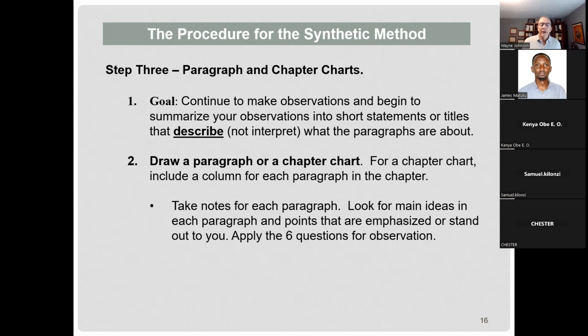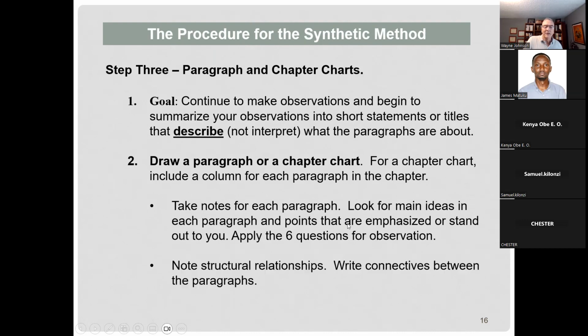Okay, some further notes. Take notes for each paragraph in the chart itself. Look for main ideas in each paragraph. Try to identify the central idea and other points that are emphasized or stand out to you. Keep in mind the 6 questions: who, what, where, when, why, and how. You can just sort of go through those as you look at that paragraph. You don't necessarily have to include notes on all of those things, but just keep using those 6 questions.